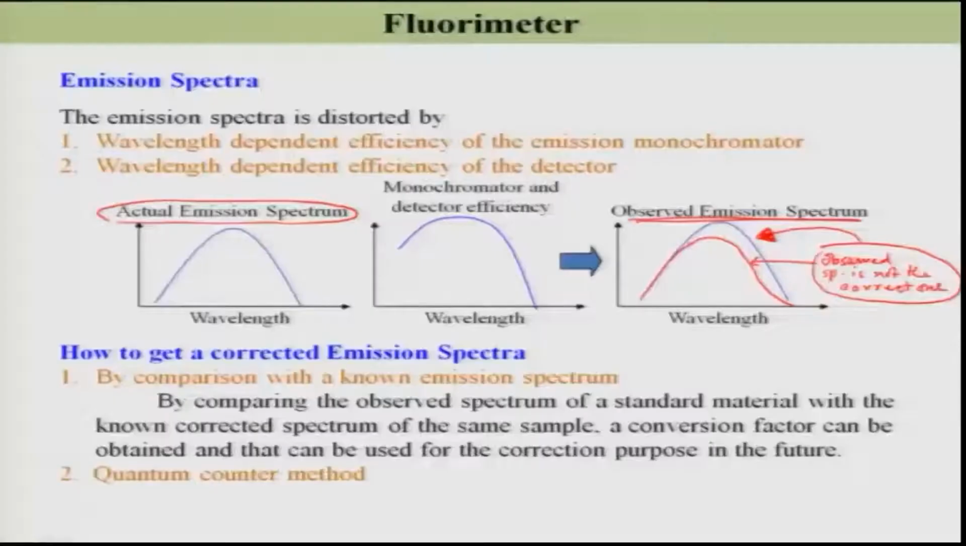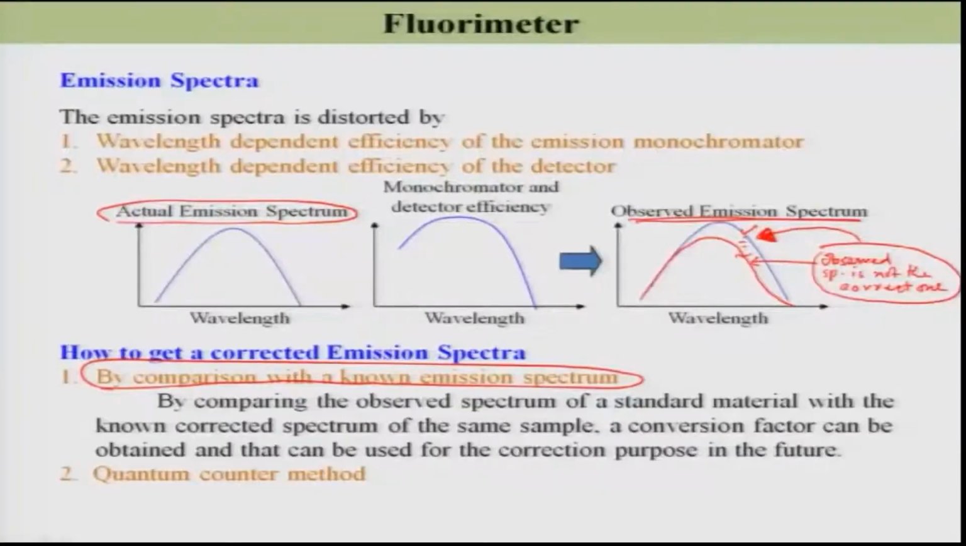So, I briefly showed you that one technique is by comparison with a known emission spectra of a molecule, right. If it is already known to you, then you can simply divide this by this, and then you will get this correction file. Whenever you measure this emission spectra, you just multiply by that, and you will get your corrected emission spectra.